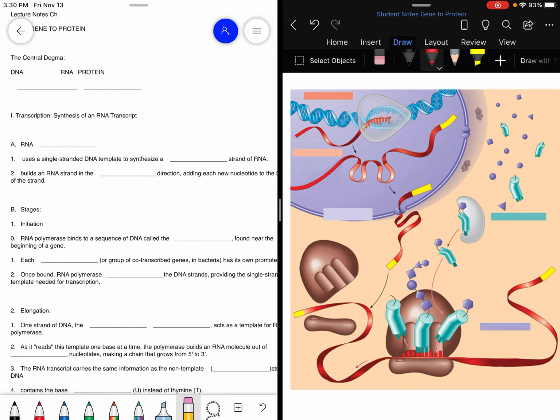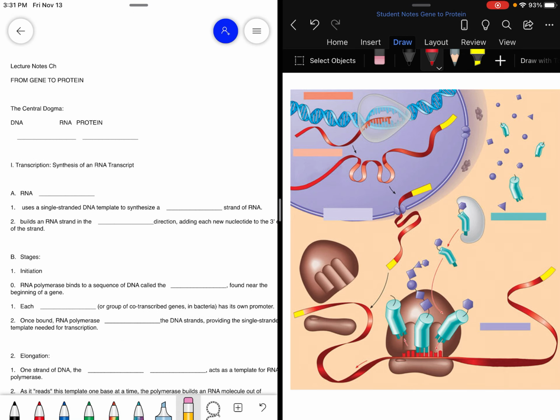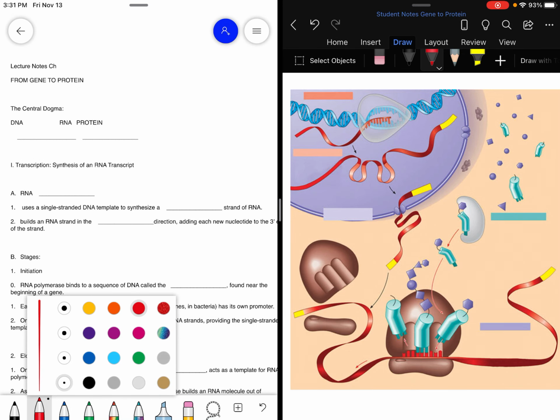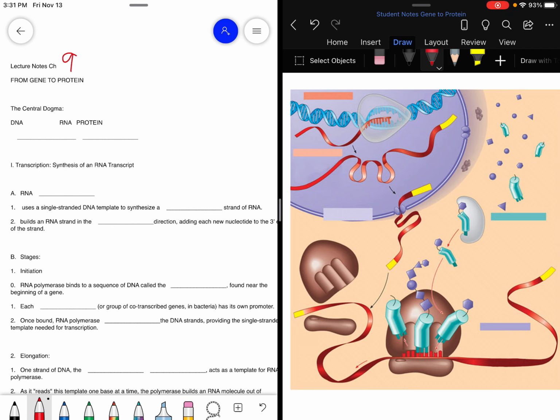Hi, College Biology. This is your Chapter 9 set of lecture notes. And we are going to be working with the concept of going from genes to proteins.